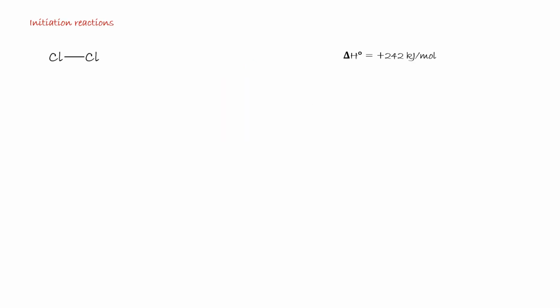So initiation will be the chlorine homolytic cleavage upon shining with UV light, homolytic cleavage to give chlorine radical. We need here 242 kilojoule per mole. This is an endothermic reaction, so we have to give this energy. That's why it is with plus sign.